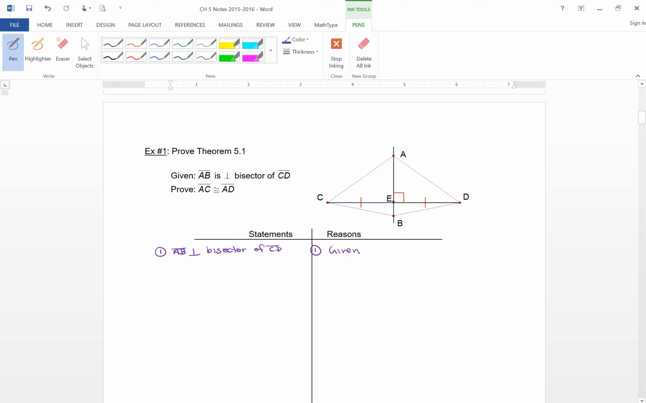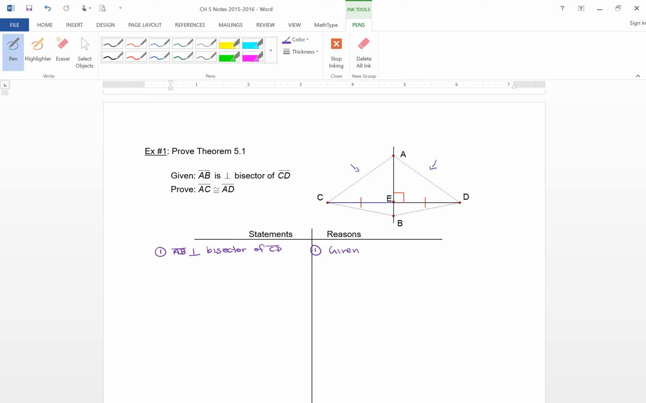That implies two things: that this is a 90-degree angle and that these two portions are congruent, right? Because that's the definition of perpendicular bisector. So what I want to do now is show that this line and that line are equal to each other. How do we do that? Chapter 4. I want to prove the triangles are congruent and then use CPCTC.